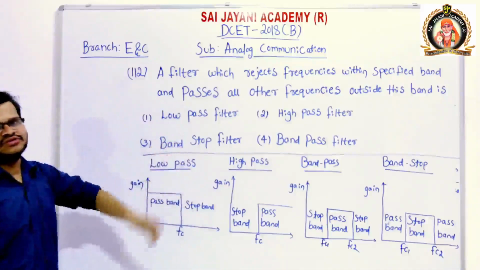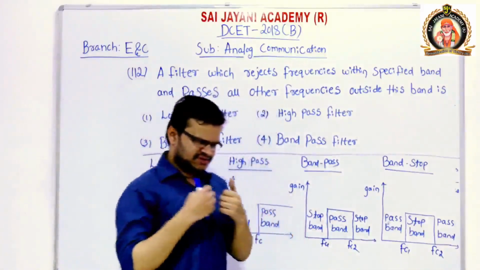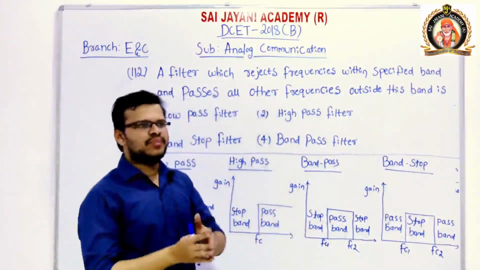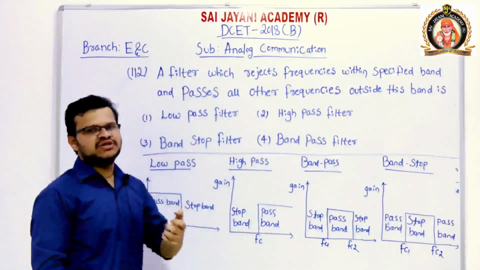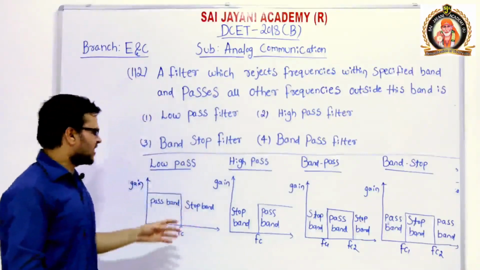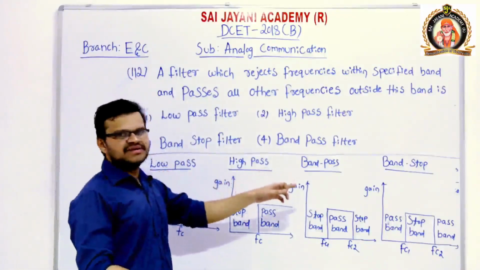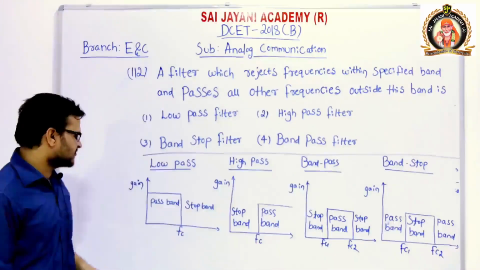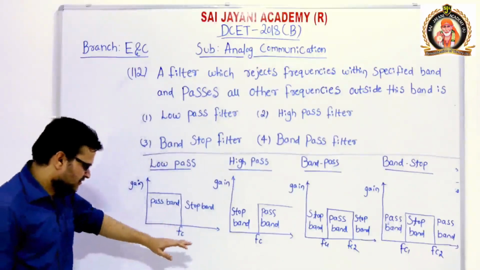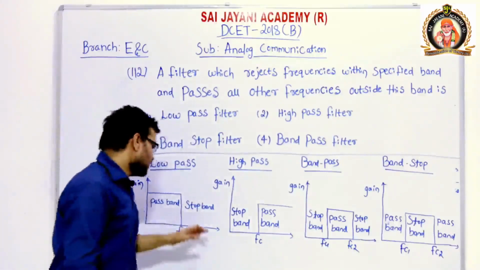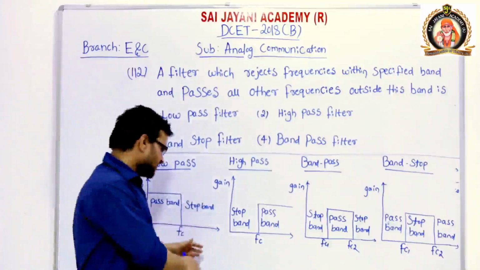Before solving this question, first we have to know the meaning of filter. A filter is a circuit which removes the unwanted portions of the signal and allows the wanted portion of the signal. In an ideal filter we have mainly four types: low pass filter, high pass filter, band pass filter, and band stop filter. A low pass filter only allows the low frequency signals up to its cutoff frequency Fc. Above that, the frequency signals are attenuated or rejected.